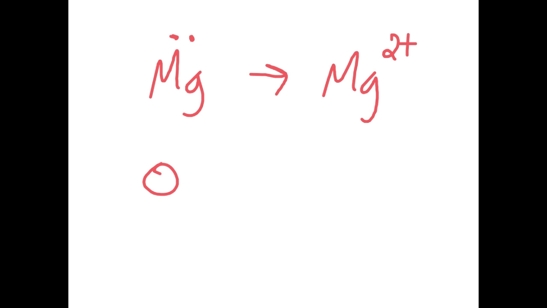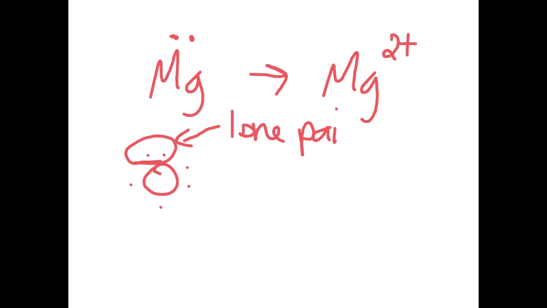Now for oxygen, if I was going to draw the Lewis symbol of oxygen, how many valence electrons would I put around it? 6. 1, 2, 3, 4, 5, 6. Okay? 2 unpaired electrons, 2 pairs that are paired. We call these pairs of electrons lone pairs. So oxygen is going to try to find something to share these 2 electrons with, right?